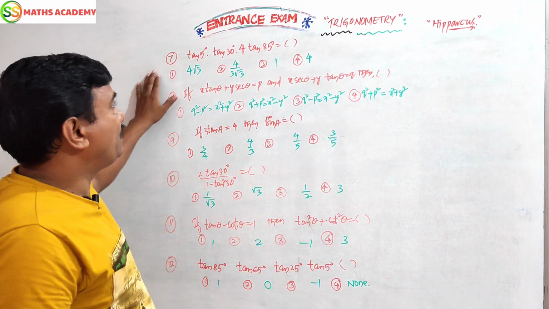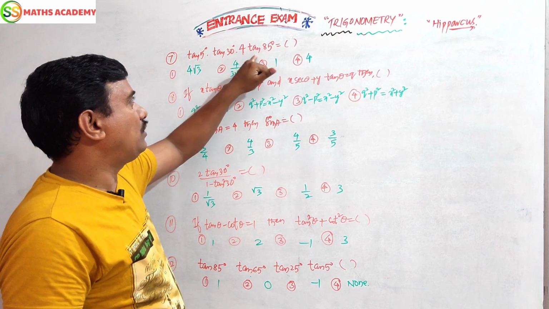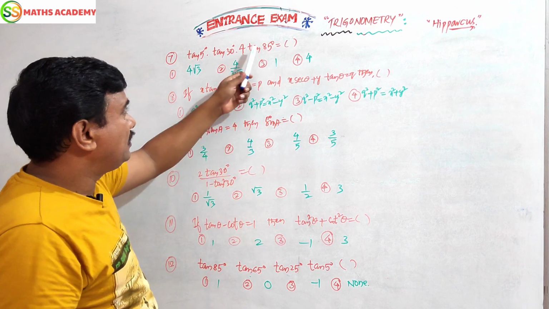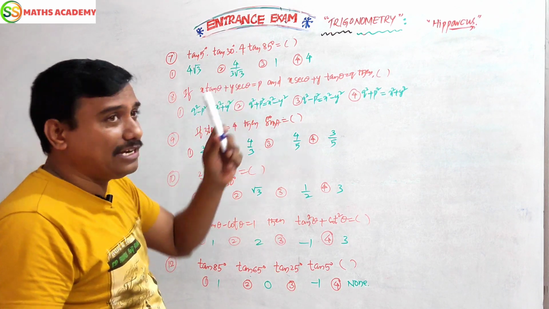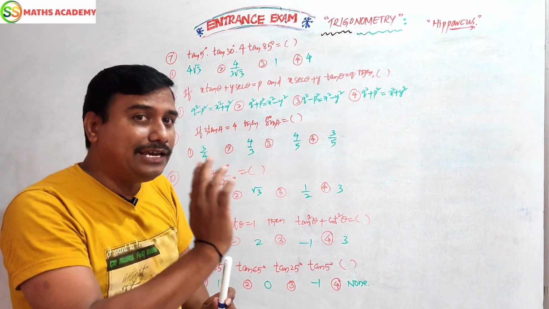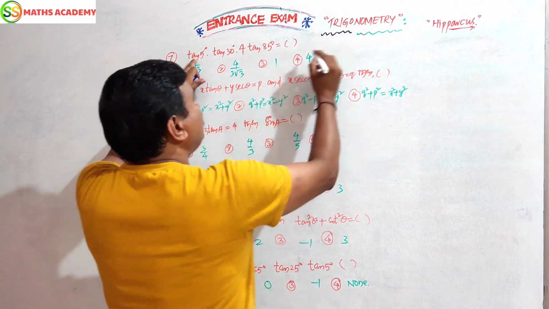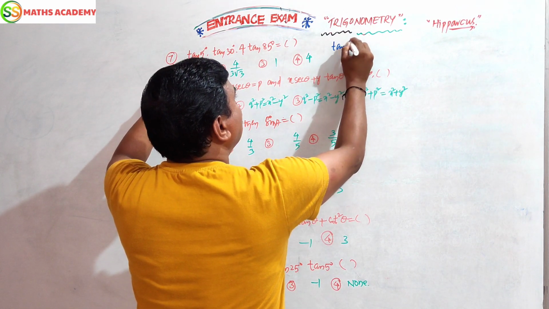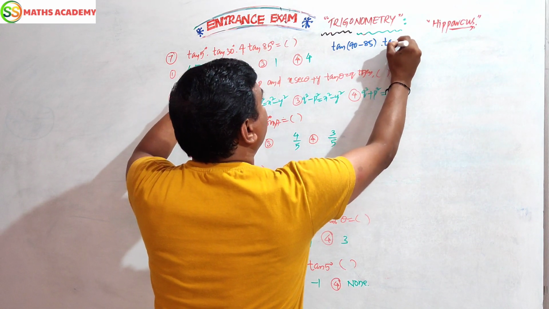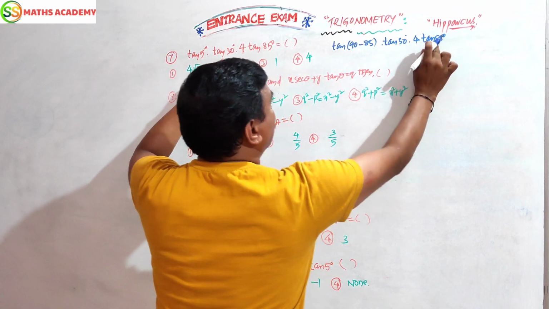Now the 7th question will be for you, in front of you. Tan 5, tan 30, tan 85 equals what is the answer? Now you see children, these two are complementary to each other. 85 plus 5, 90 degrees. Means we have to use the complementary angle concept. Which means you have to write tan 5 like this. Shall I write it like tan of 90 minus 85, into tan 30, into tan 85. Don't change this one. Don't change.